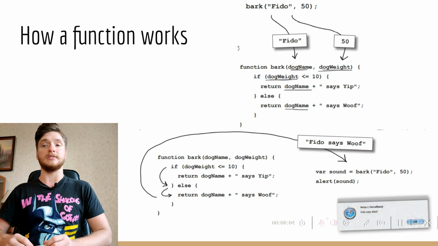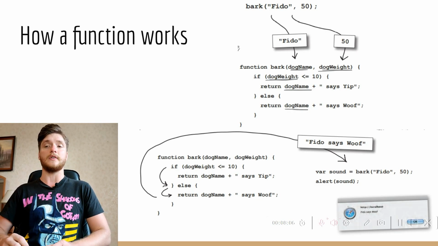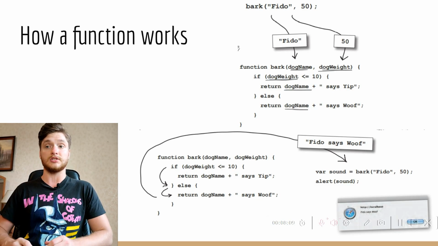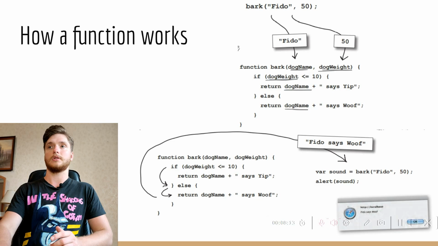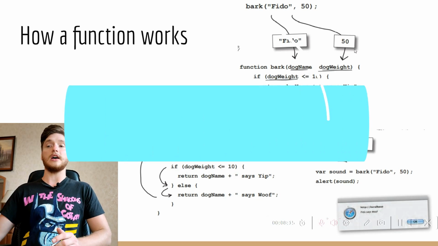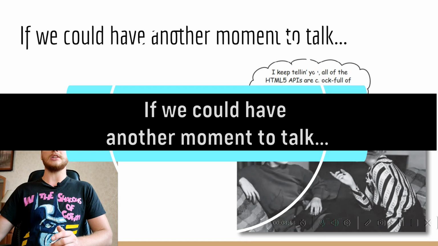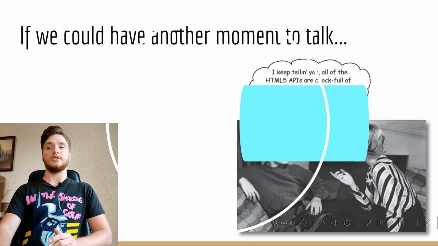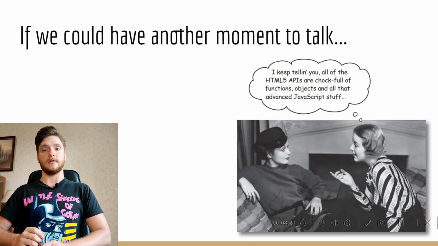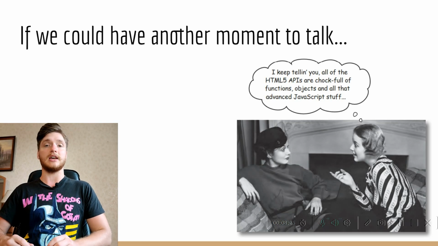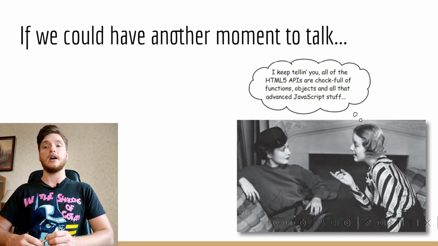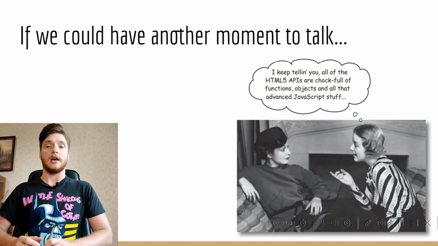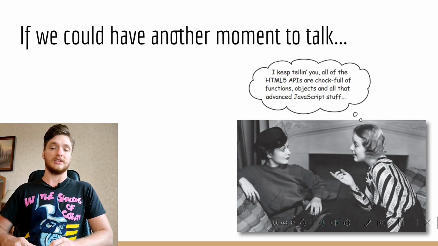I keep telling you all of the HTML5 APIs are chock full of functions, objects and all that advanced JavaScript stuff. If we could have another moment to talk, we know by chapter 4 you thought you'd be flying in the HTML5 jetpack by now, and we'll get there. But before we do, you really need to understand the underpinnings of the HTML5 JavaScript piece, and we're going to do that in this chapter.